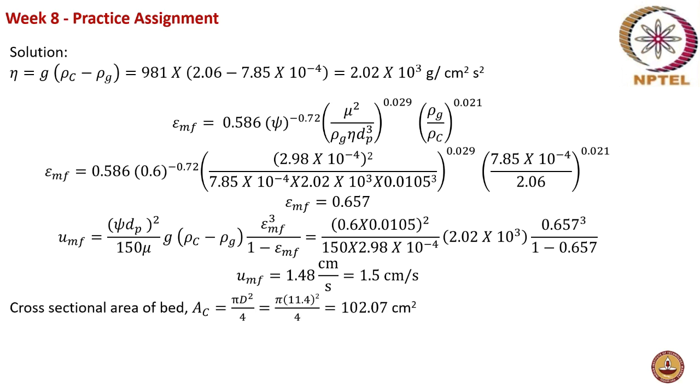Now here again we have to find out the cross section area of the bed. The diameter of the bed is given as 11.4 centimeters, from which you can find the cross section area, pi d square by 4. We end up with cross section area as 102.07 centimeter square. Next is the superficial velocity. Superficial velocity u0 is given by V naught by Ac. V naught is 818 and Ac is 102, so you end up with the superficial velocity as 8.01 centimeter per second.